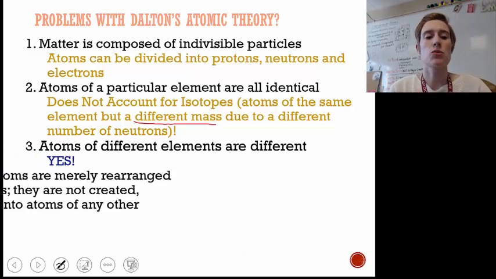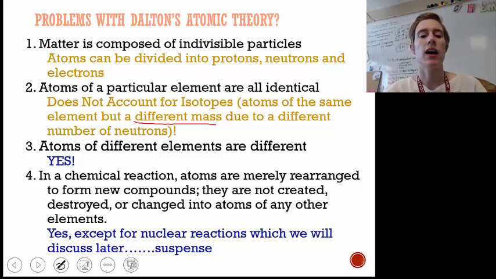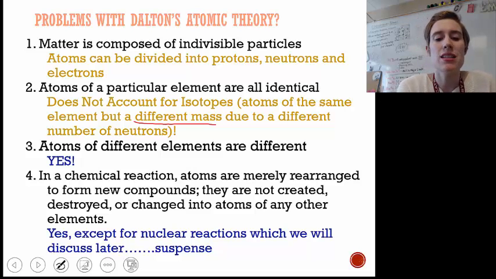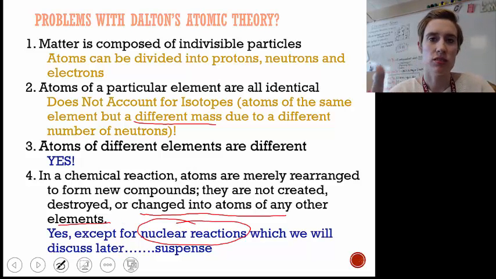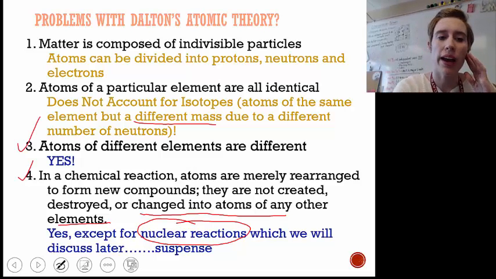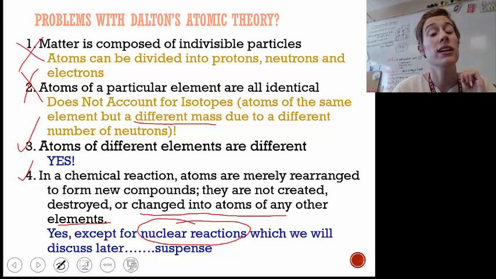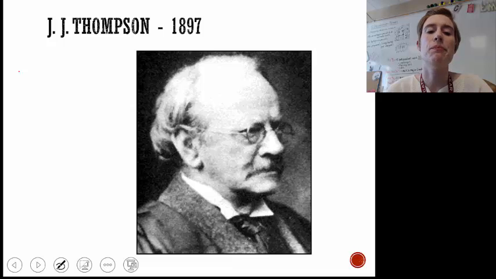Okay, his 3rd and 4th things were both basically right. Atoms of different elements are different, and in a chemical reaction, atoms rearrange. The only difference is that we can change an atom into another atom in a nuclear reaction, which we'll learn later, so get excited about that. But basically, we're going to say that these 2 he got right, and these 2 he got wrong. You will need to know which ones he got wrong. Okay, so let's recap. He said atoms cannot be divided, and we say they can.